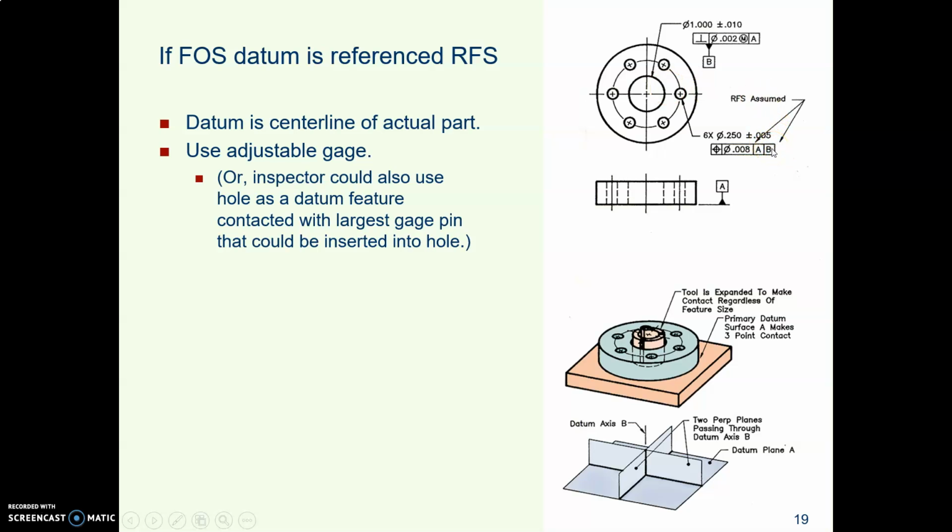And what I want to point out is there's no M in here. And what that means is that it must be simulated regardless of feature size. Whatever size you happen to make this hole, you've got to contact the part regardless of feature size. So our inspector has to use, I don't know, a collet or some kind of expandable, adjustable thing.